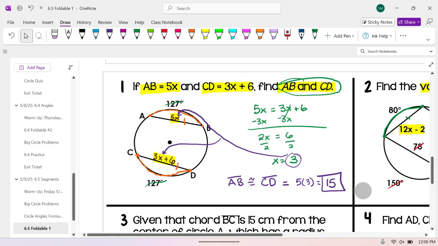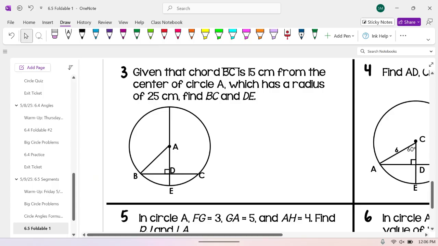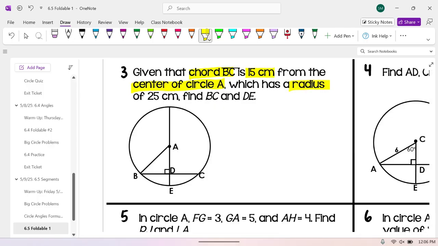All right, number 3. Now, given that the chord BC is 15 centimeters from the center of the circle A, which has a radius of 25 centimeters, find BC and DE.